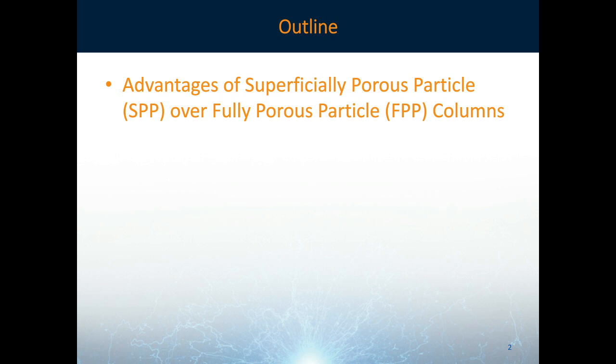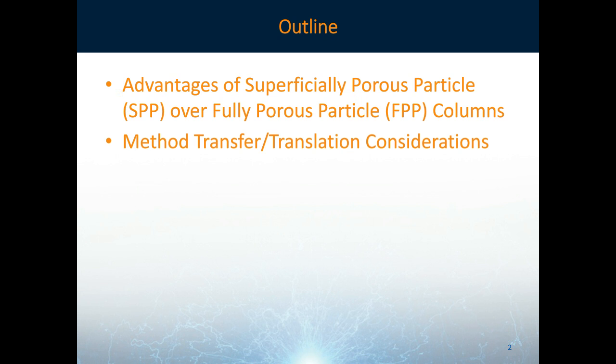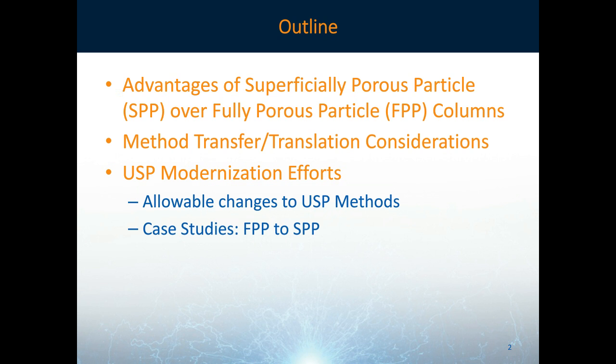From there, we'll talk about method transfer and translation considerations. Then I'll go into USP modernization efforts, including the allowable changes to USP methods, and then we'll get into some case studies going from FPP to SPP columns. Then we'll switch gears and talk a little bit about new method development with superficially porous particle columns. And I'll wrap up with conclusion and summary.